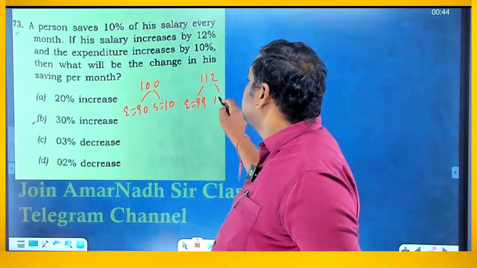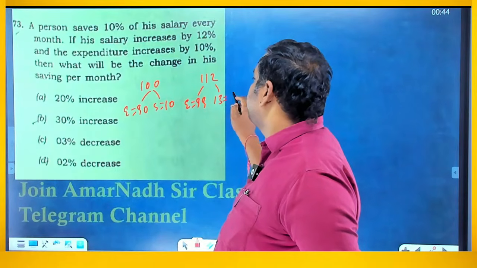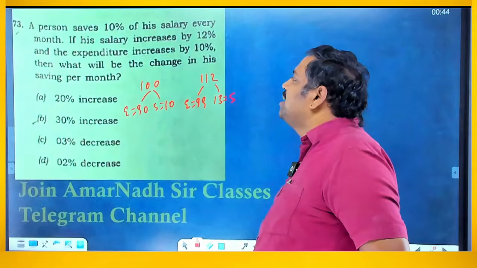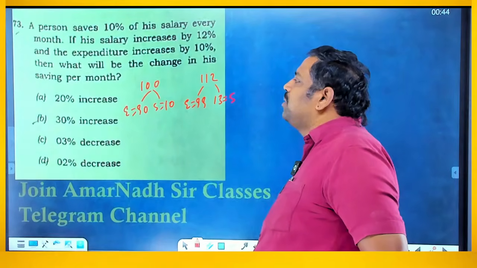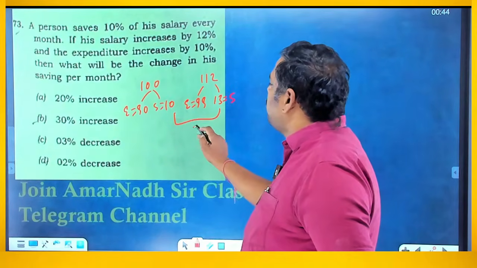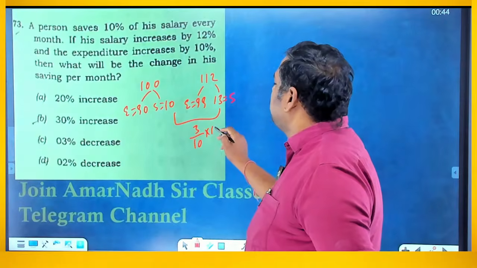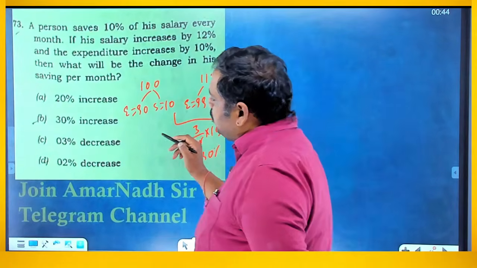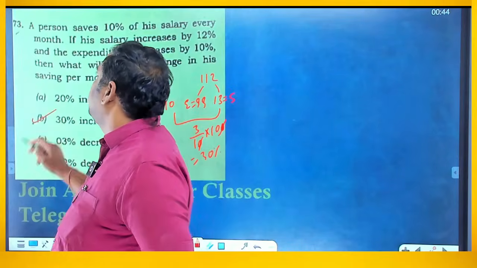How much is it? So 13 rupees is the savings, right? Okay, fine. Then what will be the change in his savings per month? 10 becomes 13, na? Percentage he is asking, na? How much increase? 3 out of 10 into 100, right? The 0 cancels. How much percentage here? 30%. So which option is the answer here? So B is the answer, right?